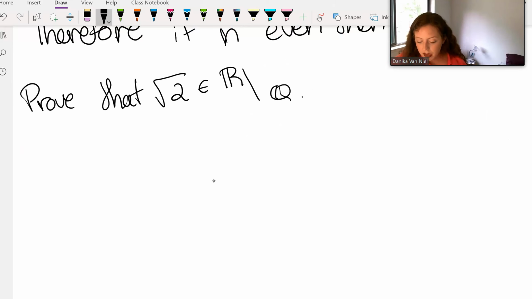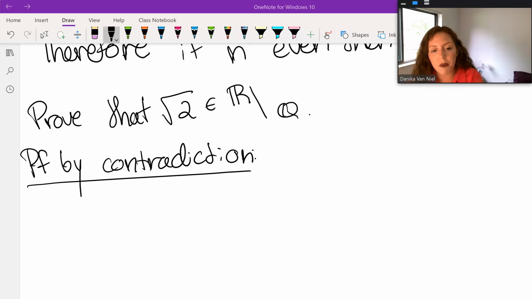So we want to prove that the square root of 2 is in the set the reals minus the rationals, which just means the irrationals. Okay? First things first, what do we want to assume? Well, we want to assume the opposite, right? The negation. So if square root of 2 is not in the reals minus the rationals, well, square root of 2 is still in the reals, so then that must mean it's in the rationals. That's what the negation would be, right? So assume it's in the rationals.